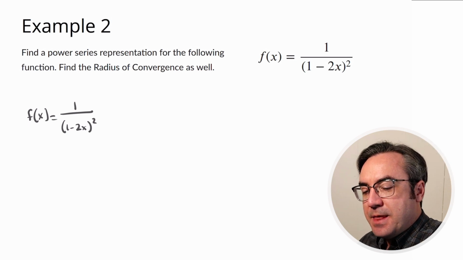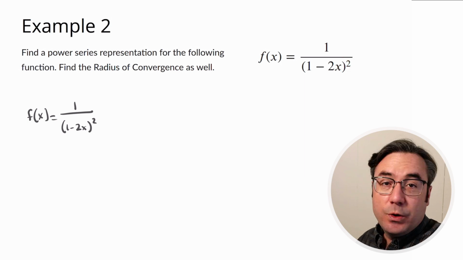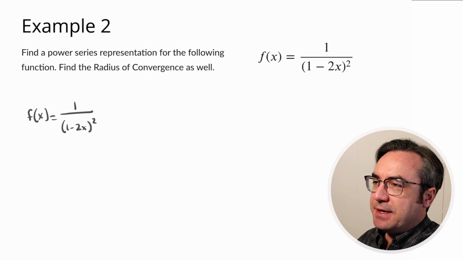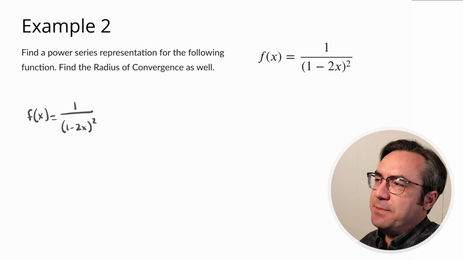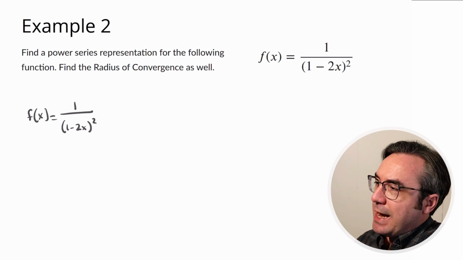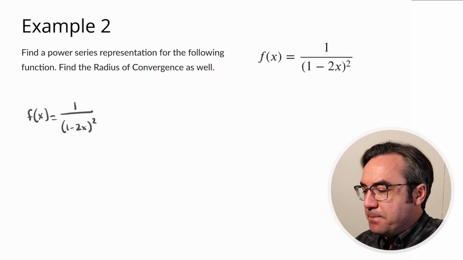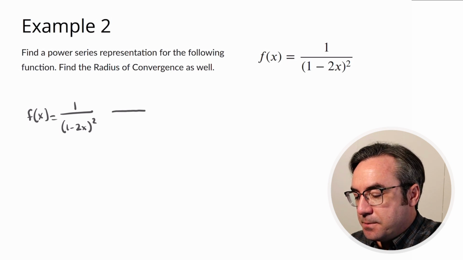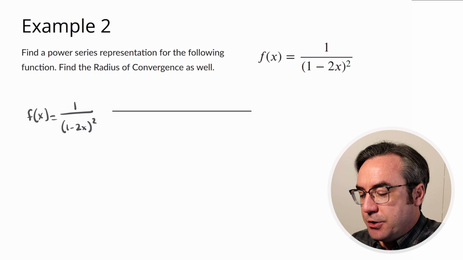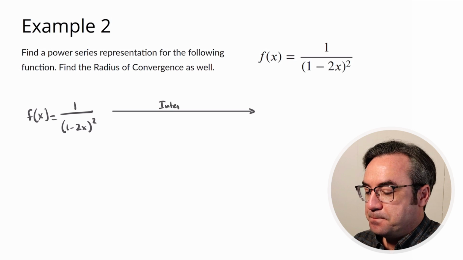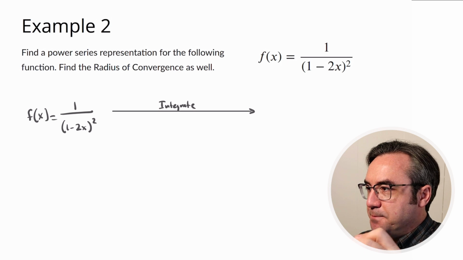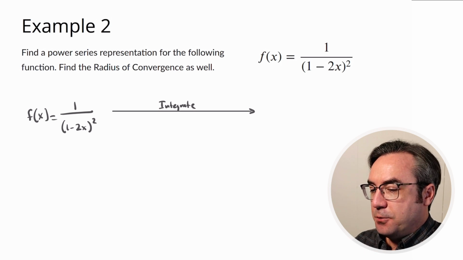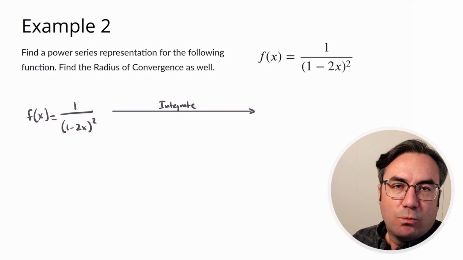All right, so if we could get rid of that squared, we'd be in good shape. We could use that special prototype that we've been looking at. How can we get rid of it? Well, we can actually get rid of it by integration. So that's what we're going to do. We're going to integrate this function. All right, so let's just do the integral.